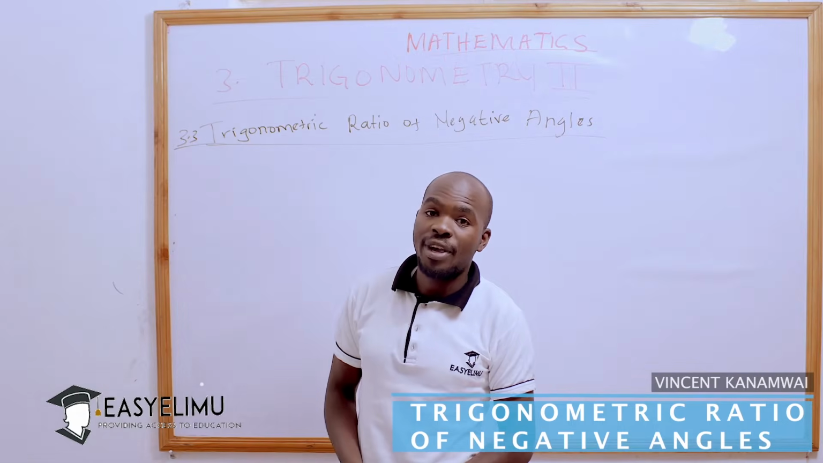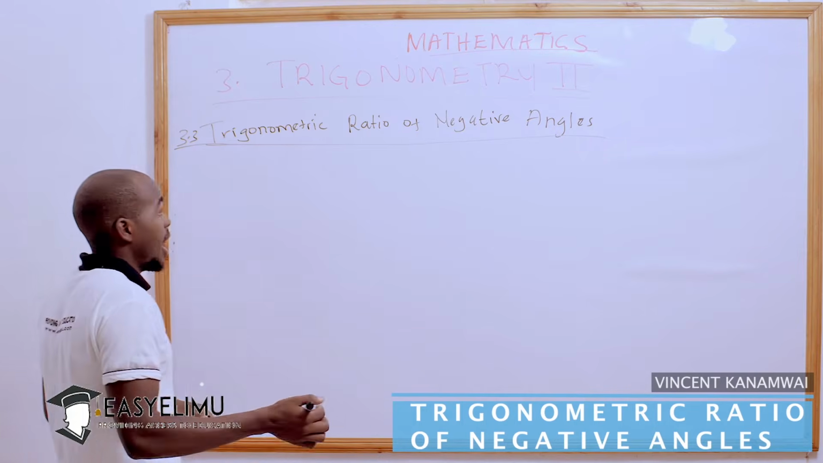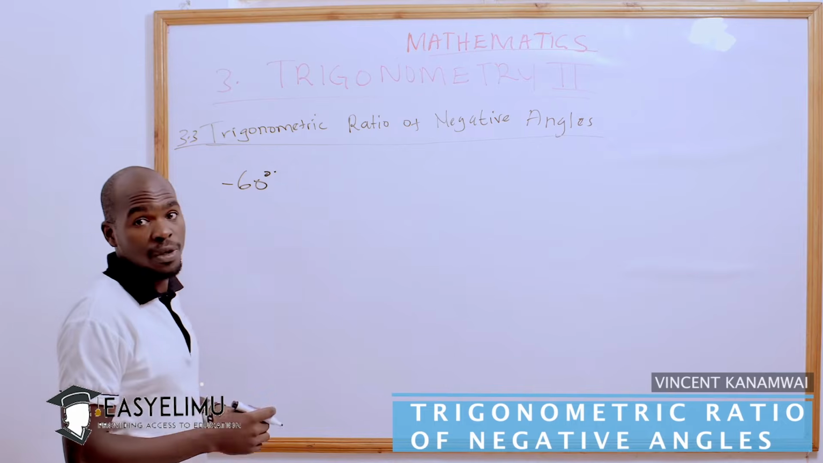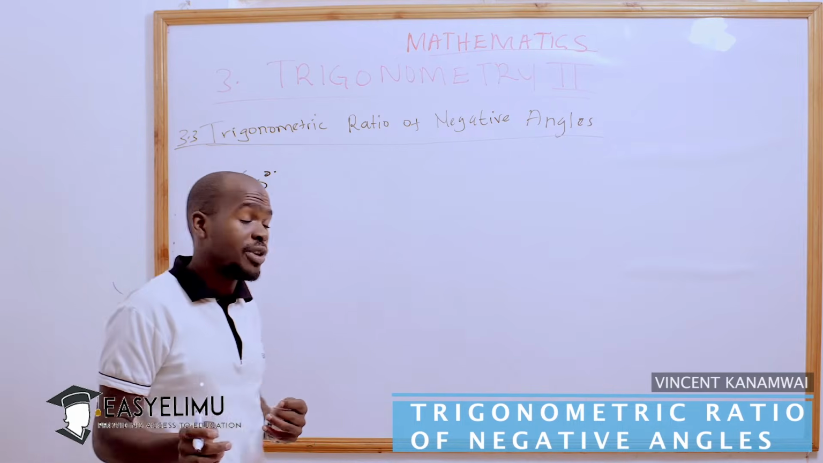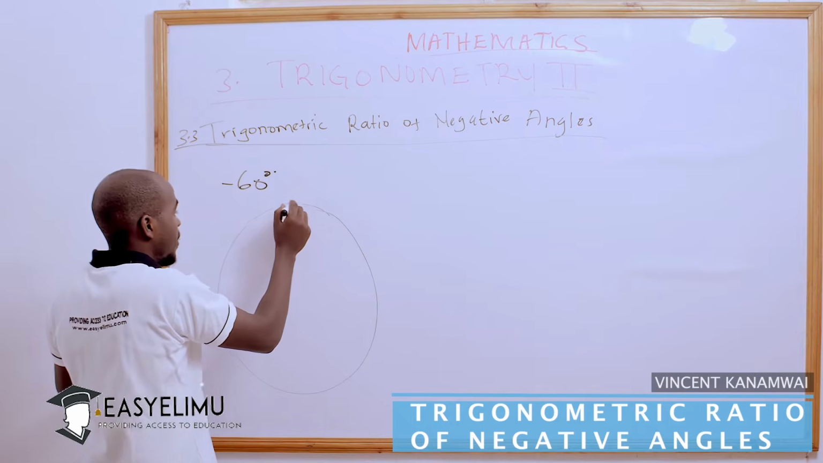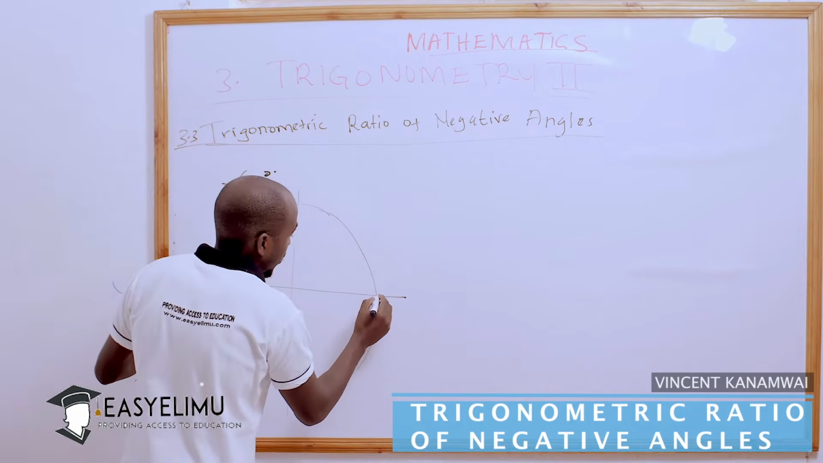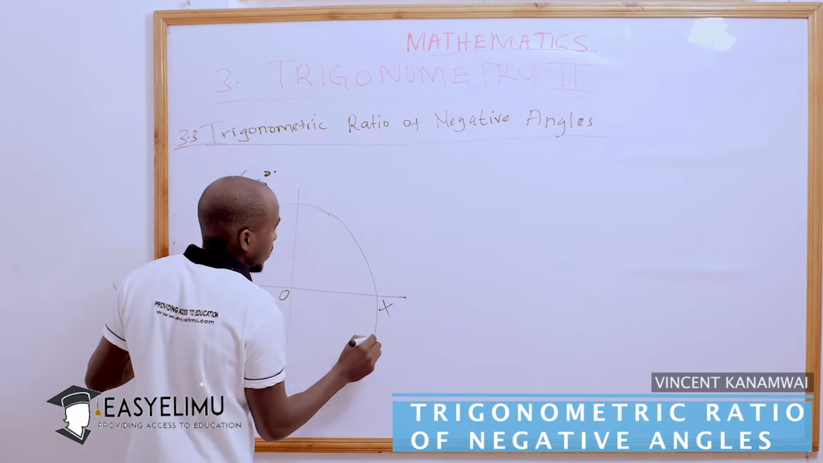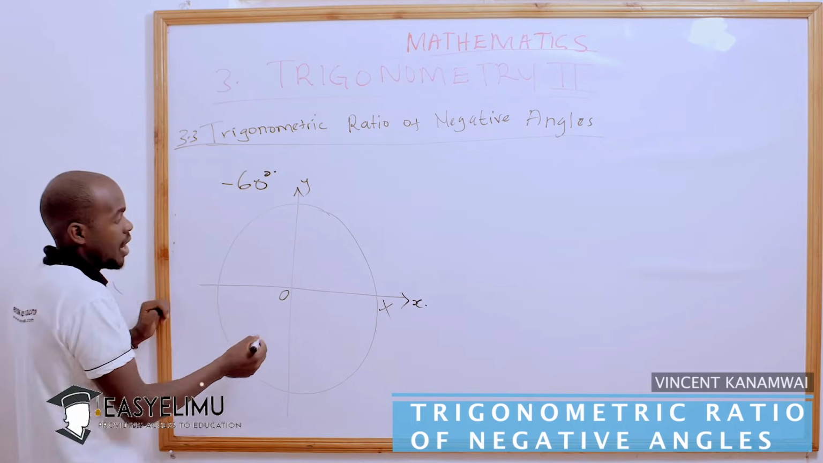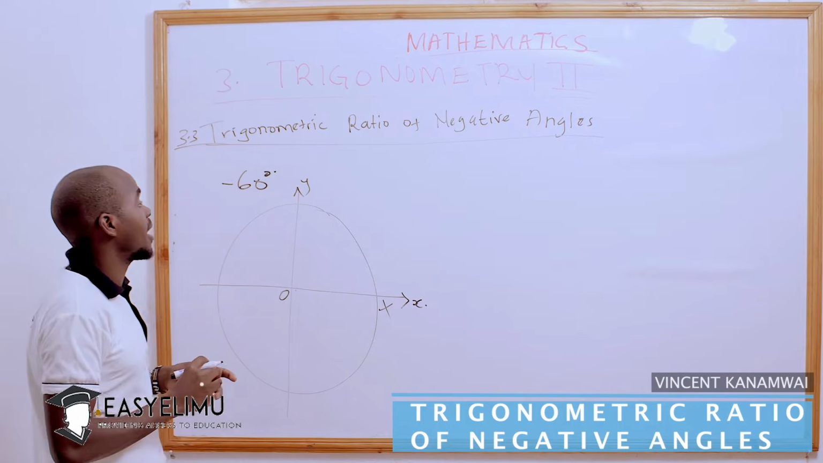We are going to see how we can find trigonometric ratios of negative angles. For instance, having a negative angle like negative 60 degrees, we can find the trigonometric ratio for that angle using a unit circle. We may divide it into 4 parts as we had done, and with the reference x, we can measure negative 60 degrees, that is a negative angle.